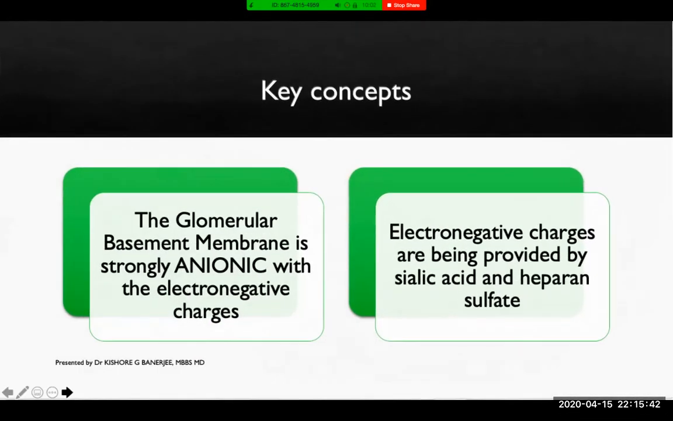Now, another key concept that you need to understand is that normally the glomerular basement membrane is negatively charged. That's why when negatively charged proteins try to come closer to the basement membrane, they get repelled from each other, and that's why they usually don't leak. These electronegative charges of the basement membrane are provided by sialic acid and heparan sulfate.